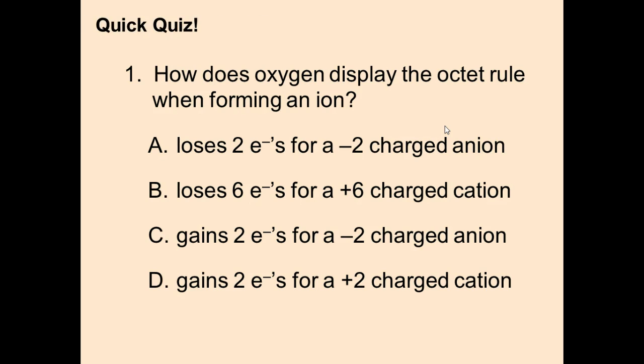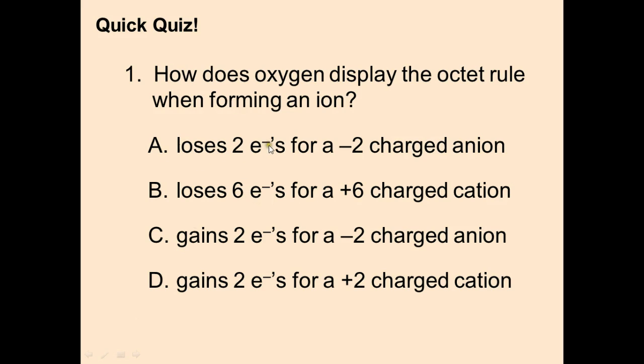And so here's a quick quiz. How does oxygen display the octet rule when forming an ion? A, loses 2 electrons to form a negative 2 charged anion. B, loses 6 electrons to form a 6 plus charged cation. C, gains 2 electrons to form a negative 2 charged anion, or D, gains 2 electrons to form a 2 plus charged cation. Well, let's just use our common sense to see which answers are false.